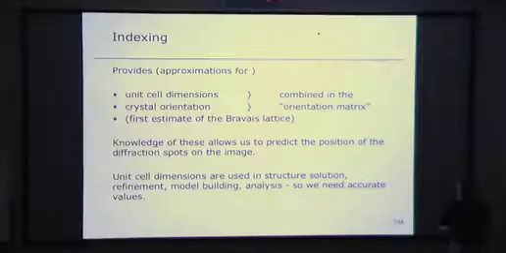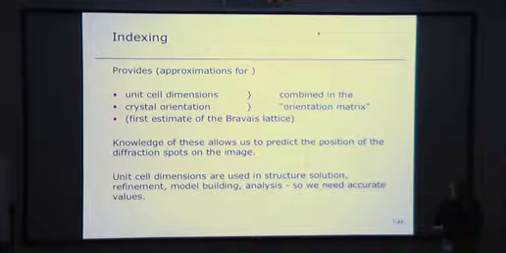And there are different ways of expressing the orientation matrix, and I'm not going to talk about them anymore today, but I'm going to try to avoid as much maths as I can. And we can also get a first estimate of the Bravais lattice. So any of the programs that you use for indexing will give you an indication of the likely Bravais lattices for the crystal you're looking at from the indexing.